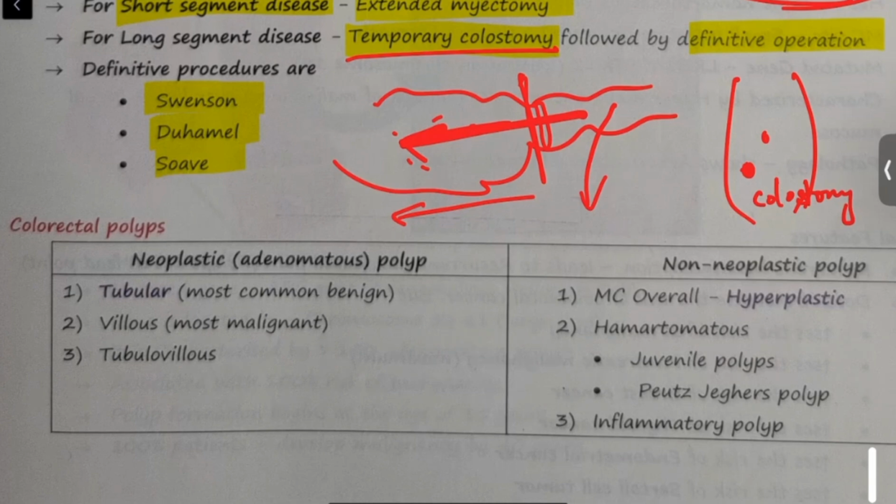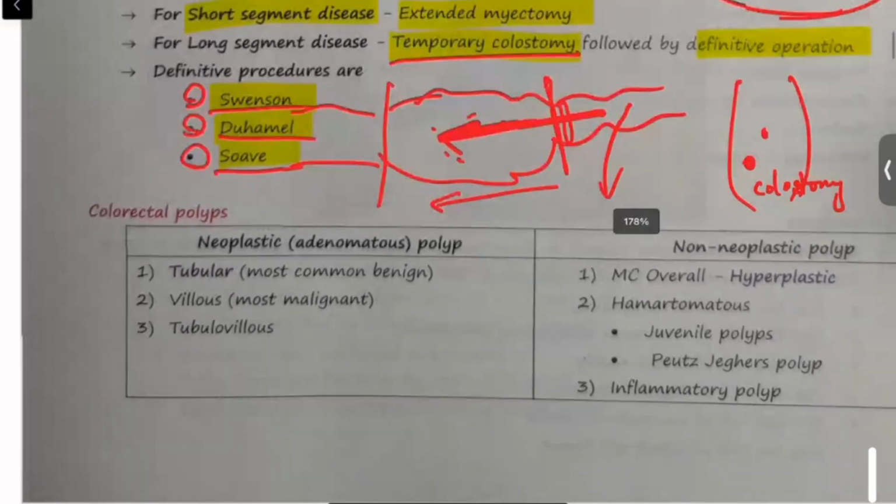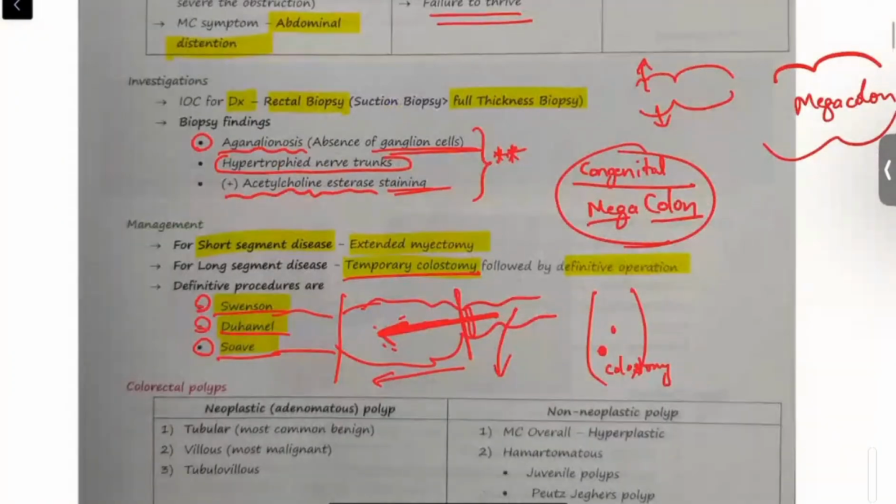Okay, after that what we can do, whatever part is there, we can identify that part and resect this and anastomose. So basically resection and anastomosis procedures for Hirschsprung's disease, definitive procedures, involve names based on the scientists, that is Swenson or Duhamel or Soave procedures. If the long segment is involved, then we will do temporary colostomy, and then we will just resect and then anastomose this. Okay, this was about Hirschsprung's disease.